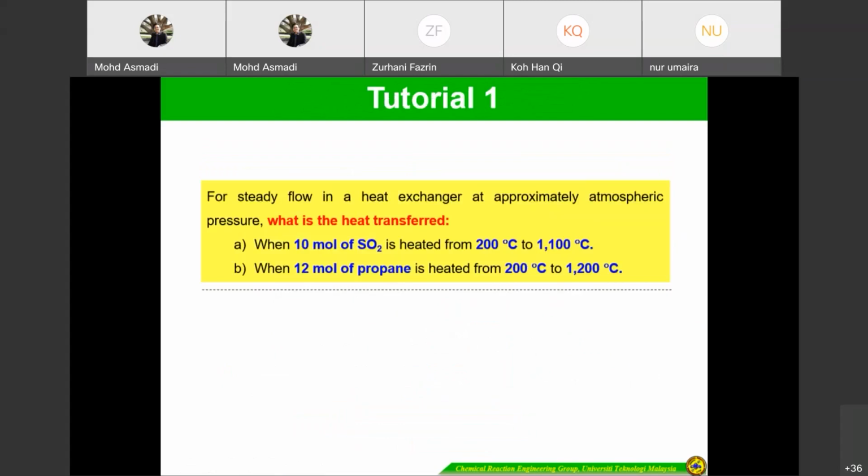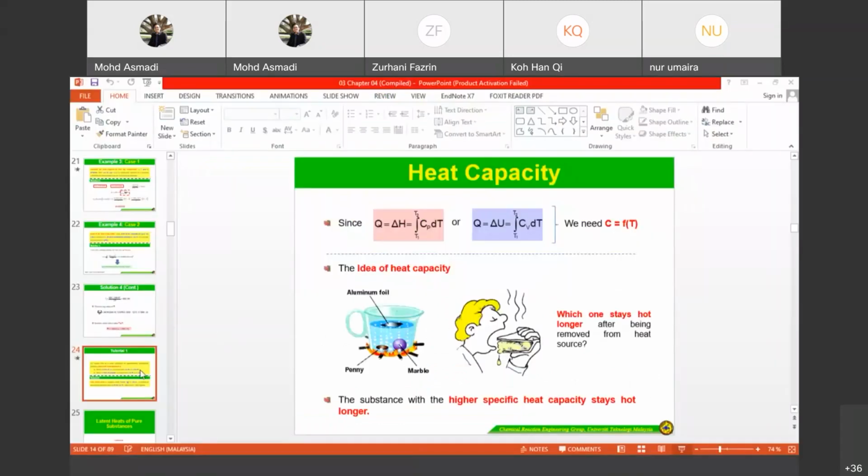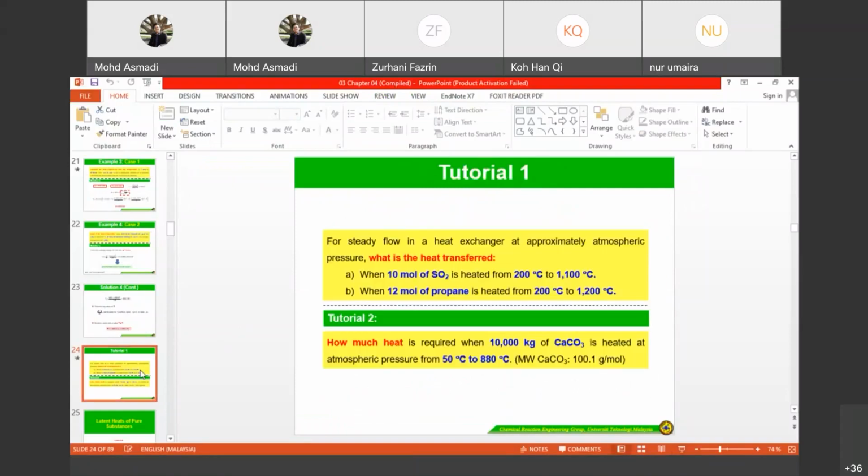Okay, let's redo this tutorial. Please take one paper, and we do this together. Tutorial 1. I want you to do this one for A.